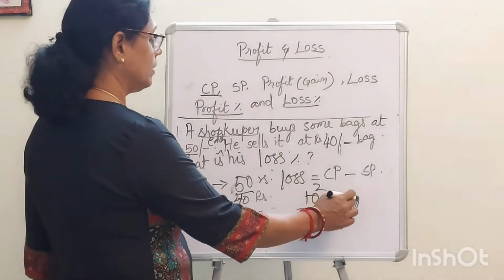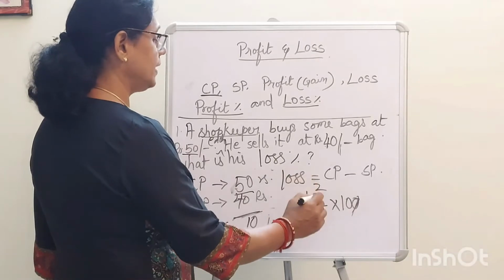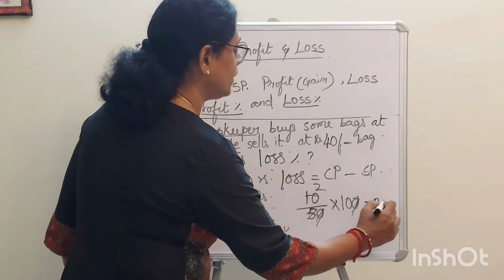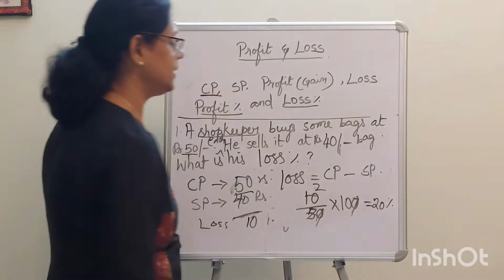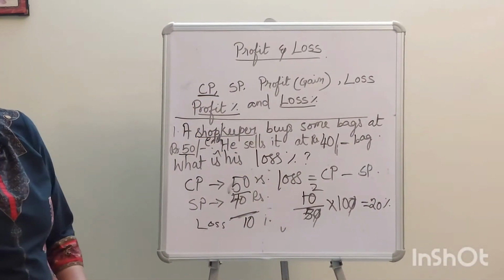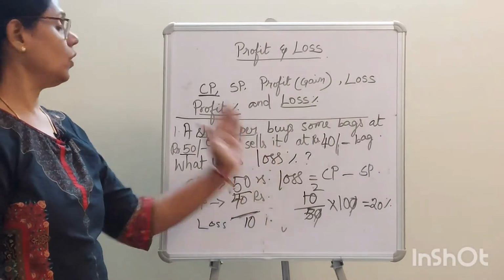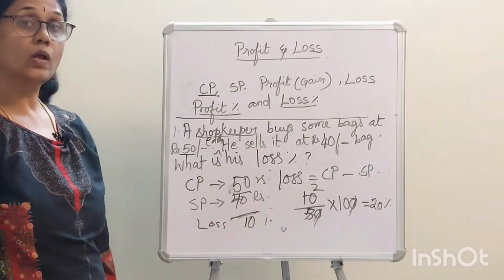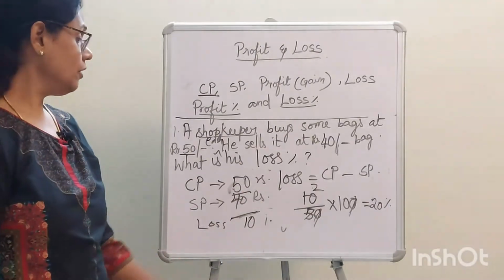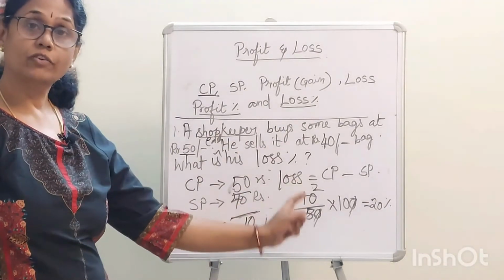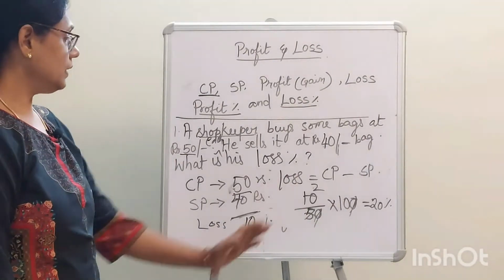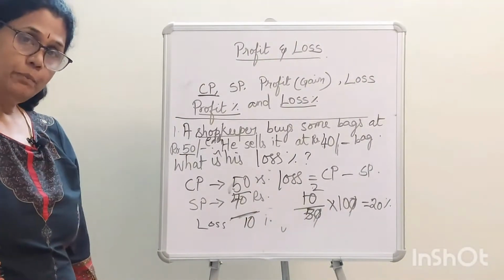Chances is 0. So 5 2s are 10. 2 into 10 will be 20. So you have to write it like this, 20 percentage. The shopkeeper has got 20% loss. It is not 20 rupees loss, it is 10 rupees loss, but 20%. For 50 rupees it is 10 and for 100 rupees it will be 20. Is that clear? Okay. This is loss percentage and profit percentage.